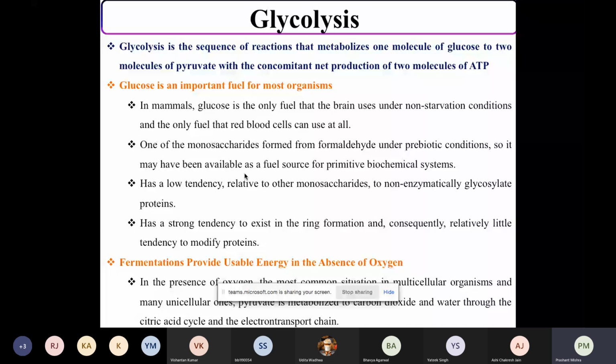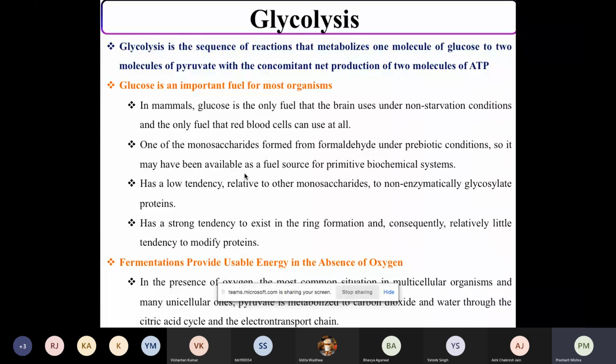And this glycolysis, you will learn, is very common, present from bacteria to higher organisms. And it is one of the most important energy producing steps inside the cell. Now, as the name indicates, glycolysis: glyco refers to carbohydrate, lysis means breakdown. So that means it is a catabolic process. And as you know, a catabolic process is one which is going to produce energy inside the cell.